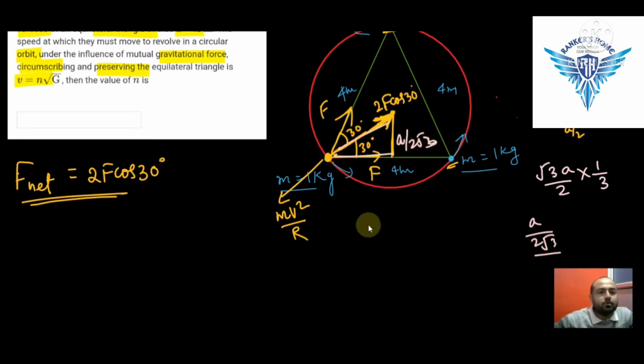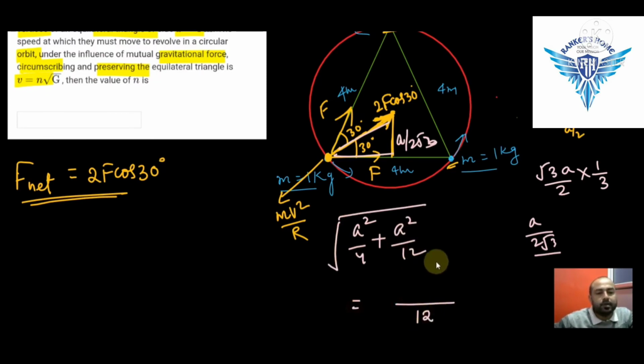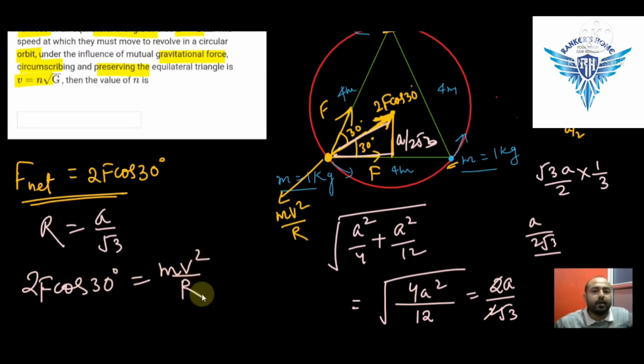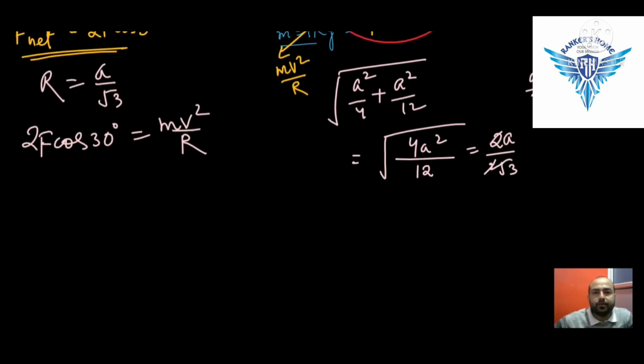Using Pythagoras theorem, it will be a square by 4 plus a square upon 4 into 3, which is 12. Three plus 1 is 4, so 4a square upon 12, which gives 2a upon 2 root 3. The 2s cancel, so this will be a by root 3. So we have calculated the radius, which is a upon root 3, and this 2F cos 30 must be balanced by mv square by r, otherwise the circle will not be formed. The centripetal force is balanced by the centrifugal force.